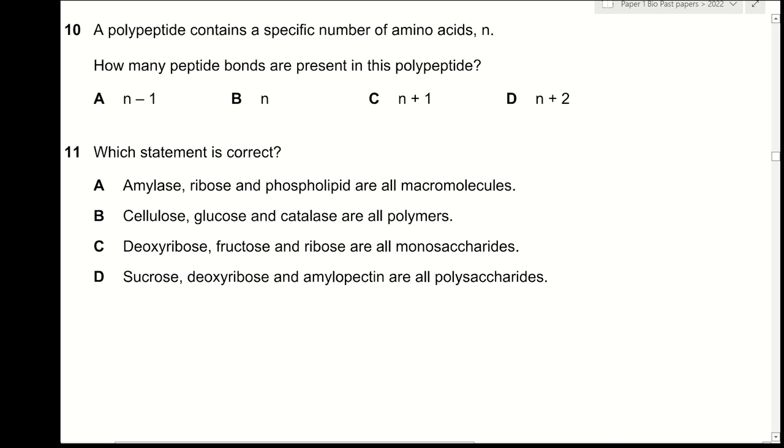Number 10, a polypeptide contains a specific number of amino acids N. How many peptide bonds are present in this polypeptide? Now I'll show you an example to make it more clear. Here let's assume we have 4 amino acids. In order to link those 4 amino acids together, we need 1, 2, and 3 peptide bonds. Let's see another example. Here we have 5 amino acids. In order to link these 5 amino acids, we need to link them by 1, 2, 3, and 4 peptide bonds. So for 4 amino acids, we need 3 peptide bonds, and for 5 amino acids, we need 4 peptide bonds. Therefore, the answer is going to be A. We need one fewer peptide bonds than the amino acids present.